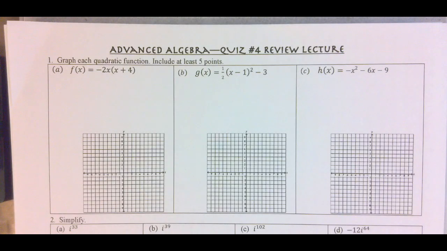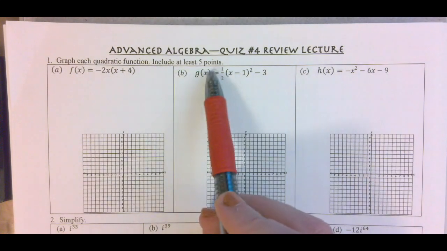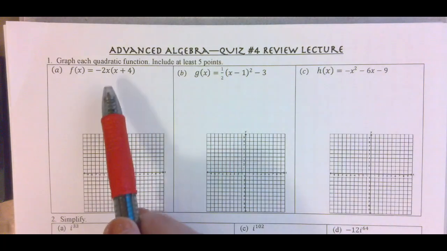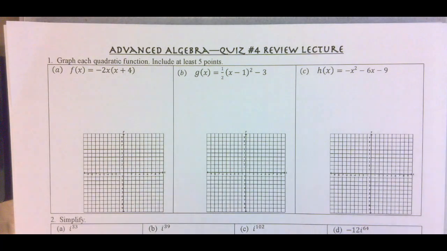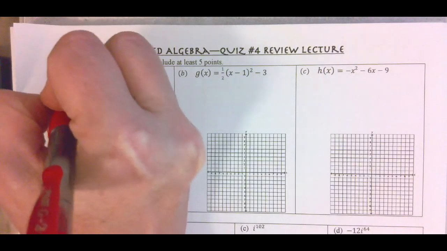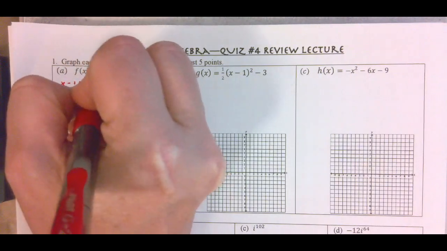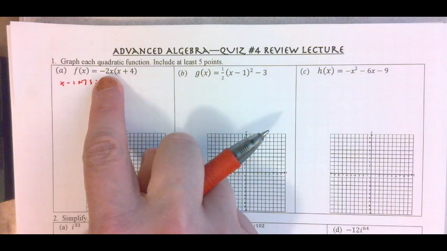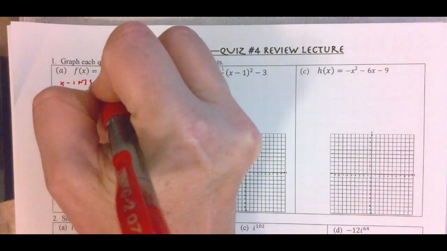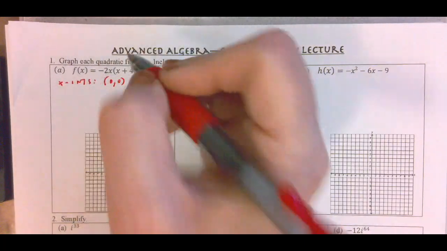All right, so our lecture today is a review for quiz 4. So first, for graphing quadratic functions, we're asking that you include at least 5 points. So in this first one, we're given it in intercept form or factored form where we can easily get the x-intercepts to start. So if I set this part equal to 0 and I solve, I would get that x equals 0. So I have an x-intercept at 0, 0.